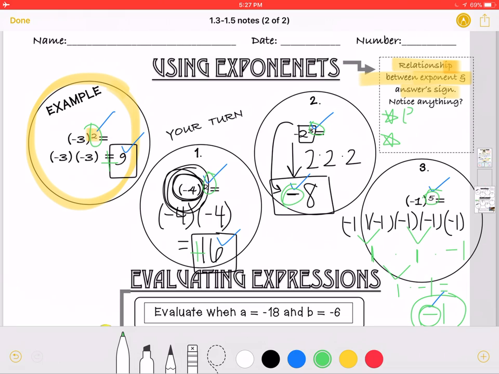Even exponent means your answer will be positive. An odd exponent means that it will be negative. I apologize, my pen's fading out there for you. Let me reiterate what I want you to write, and write that entire statement down. Even exponents give you a positive answer. Odd exponents give you a negative answer.